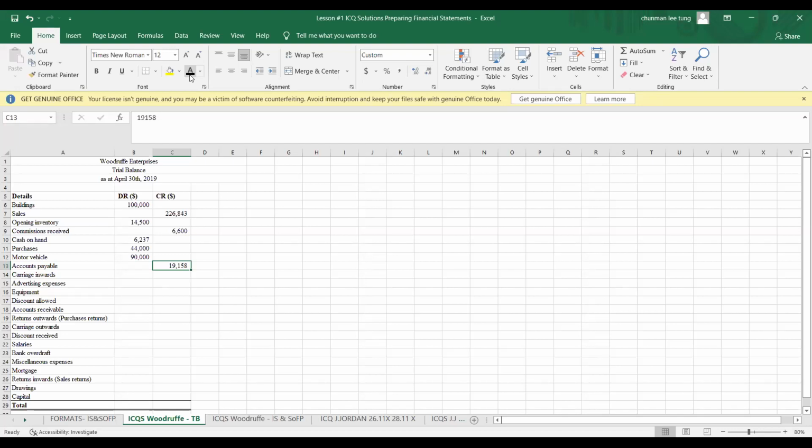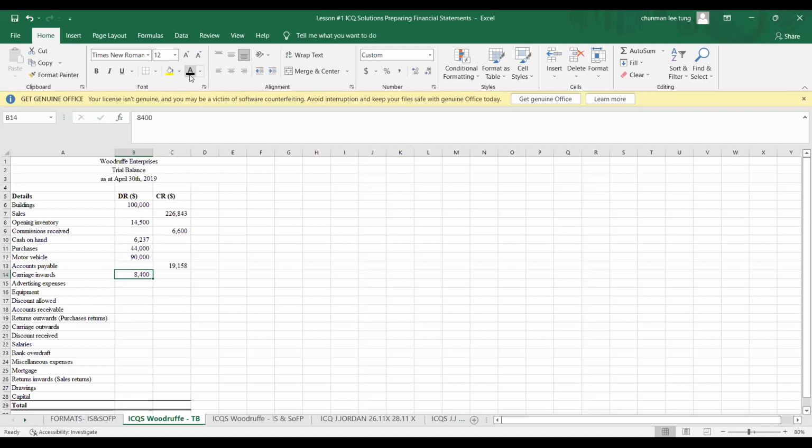Let's move on to carriage inwards. Carriage inwards is when we transport goods out of the business or in the business. And I know you all have your thinking caps on. So it's coming into the business. So is this a debit or credit? It's a debit, right? You would have purchased goods, so how are you going to get them to your business? You will have to arrange some type of transportation to get the goods in. So carriage inwards will have a debit balance.